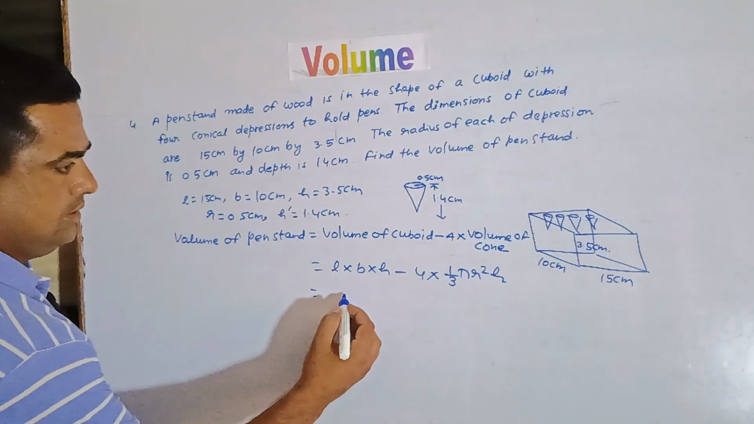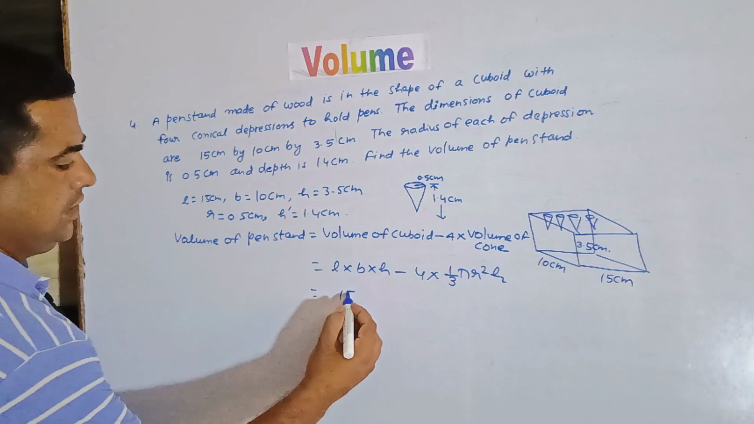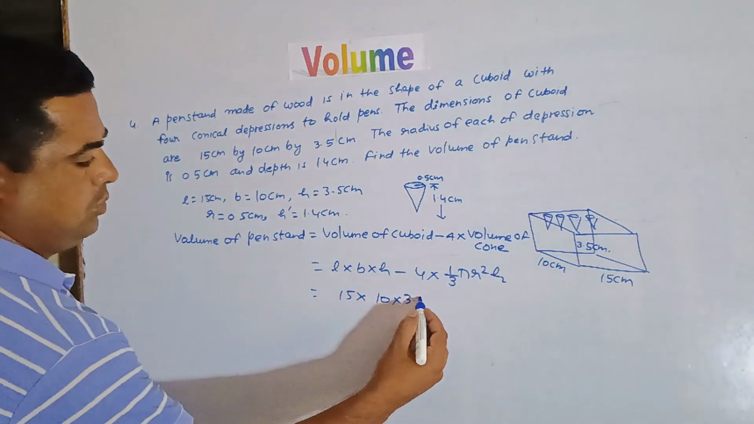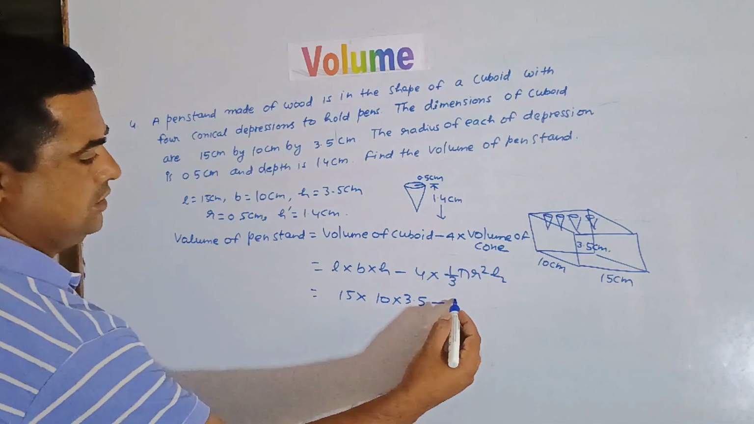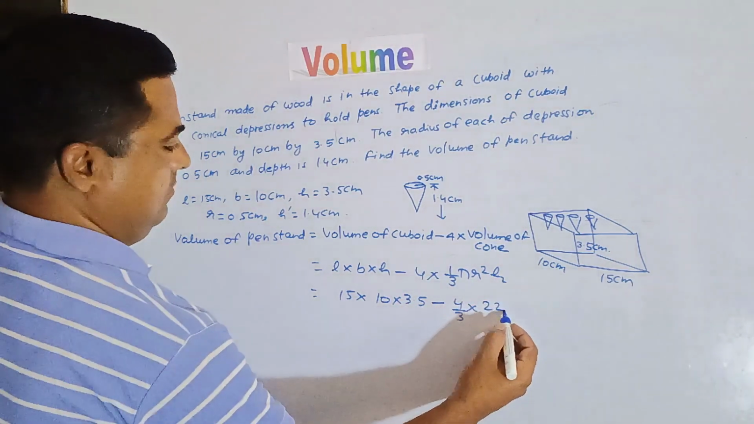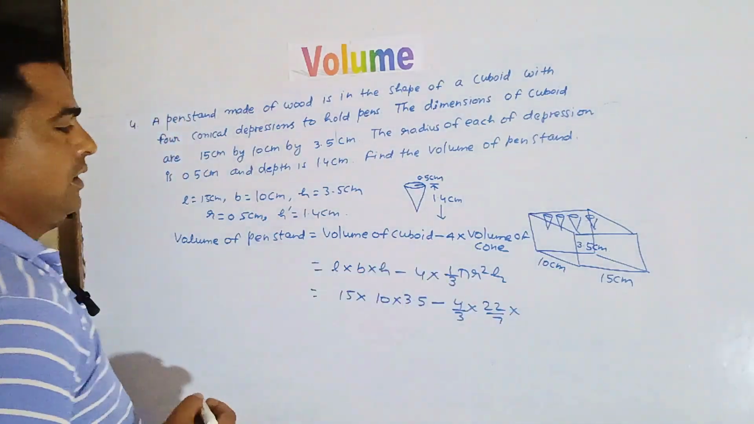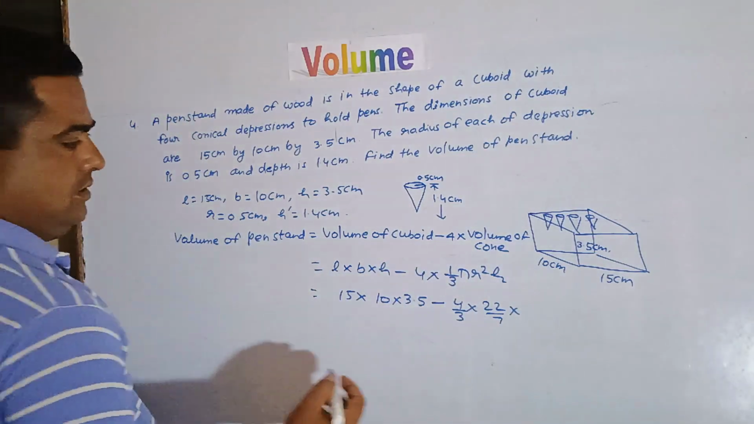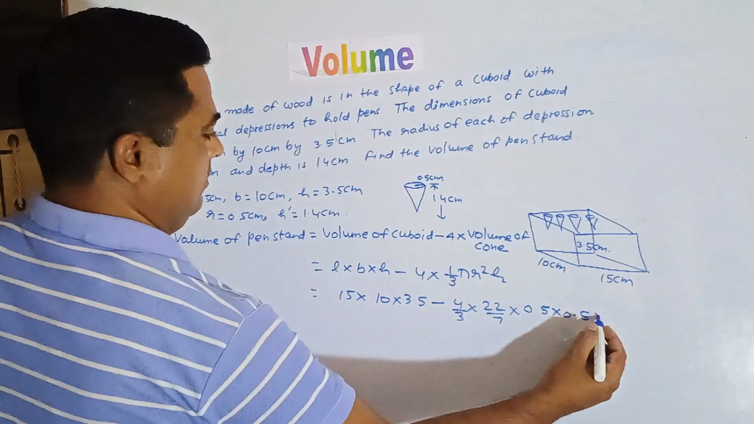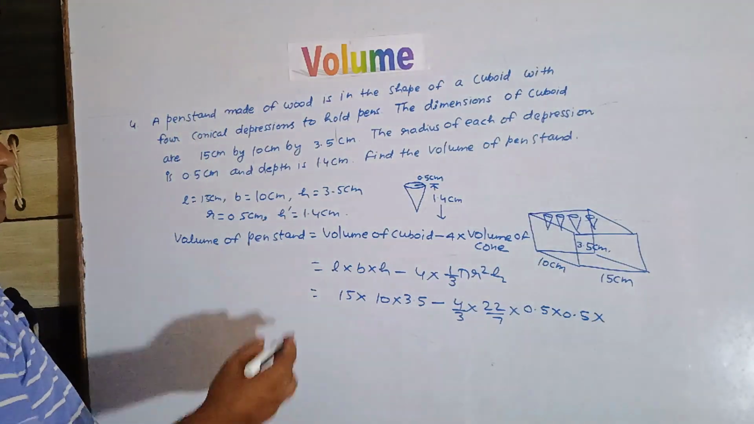The value of length, we know very well, this is 15 centimeter, and breadth, this is 10, and height, this is 3.5 centimeter. Correct? Minus 4 by 3 into pi, this is 22 by 7, into radius. What is the value of this r? This is 0.5 whole square, 0.5 into 0.5 into h. What is the value of this h?